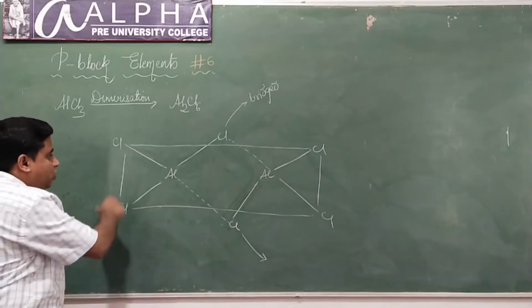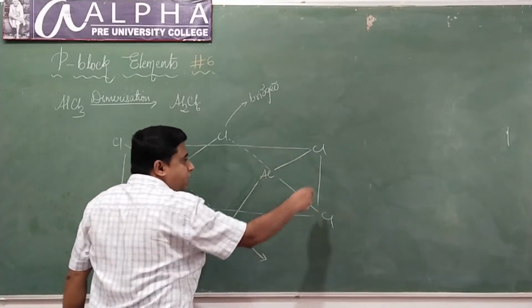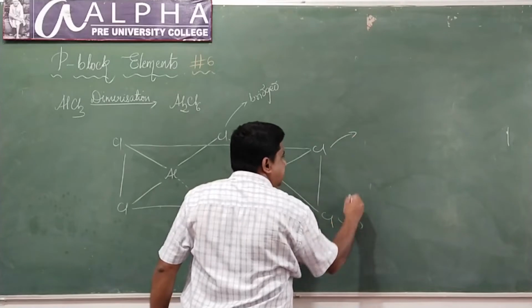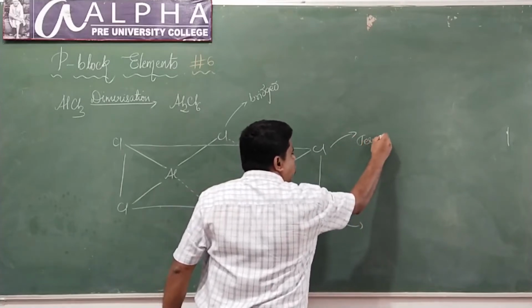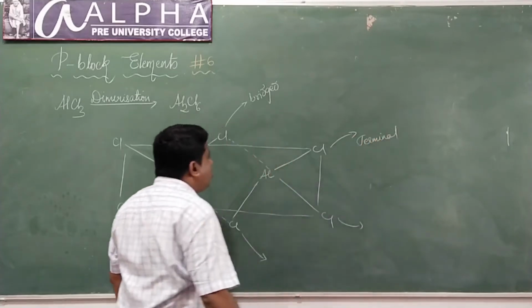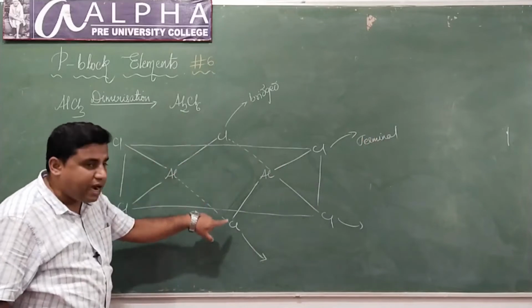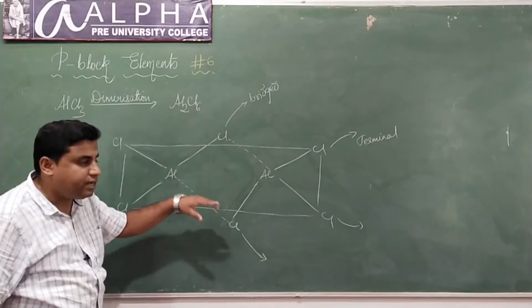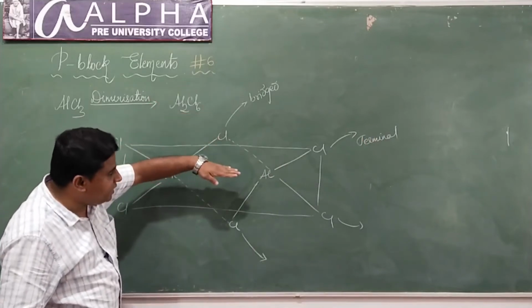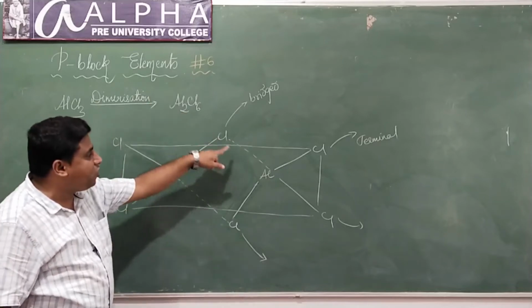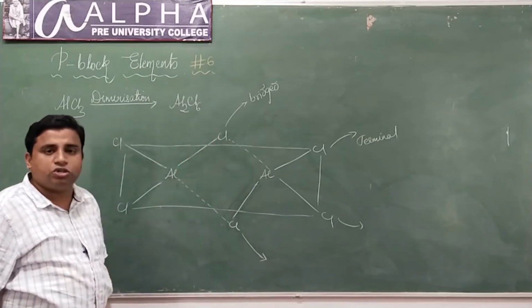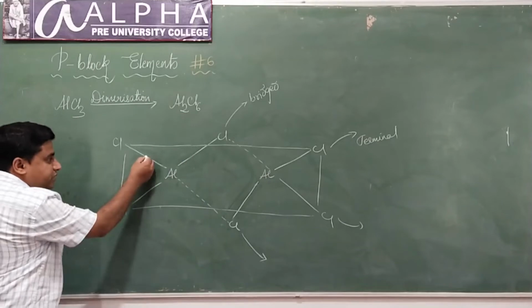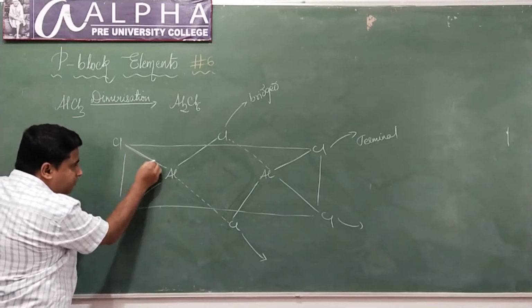Understood? So what are these four chlorine atoms called? This and this, they are called terminal chlorines, whereas these two chlorine atoms which are out of the plane, this chlorine is above the plane and this chlorine will be below the plane. They are called bridged chlorine. Understood?